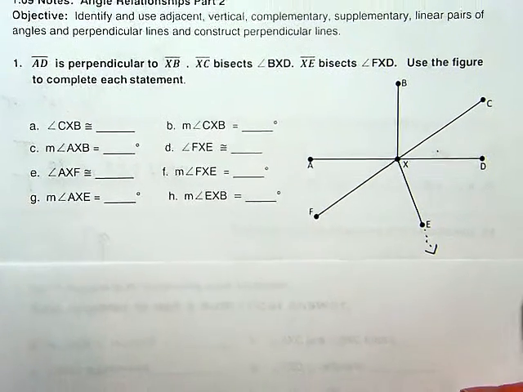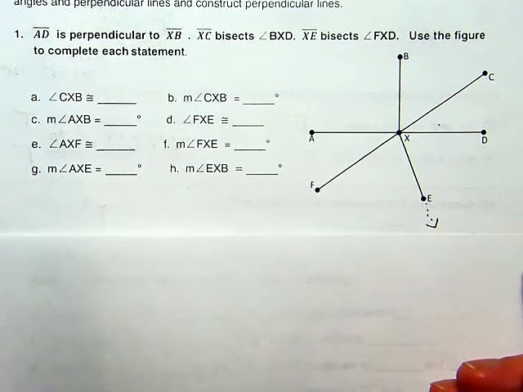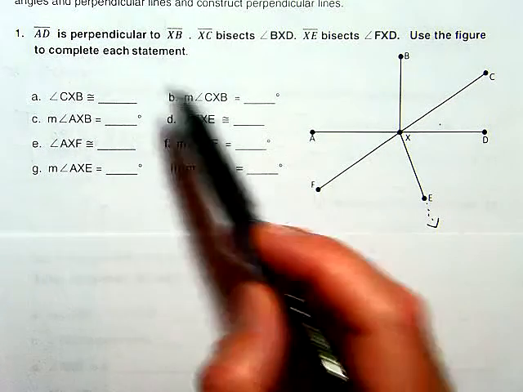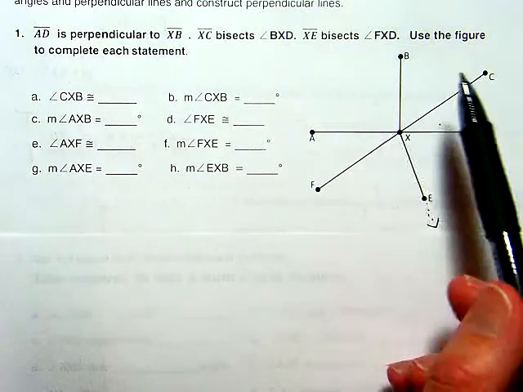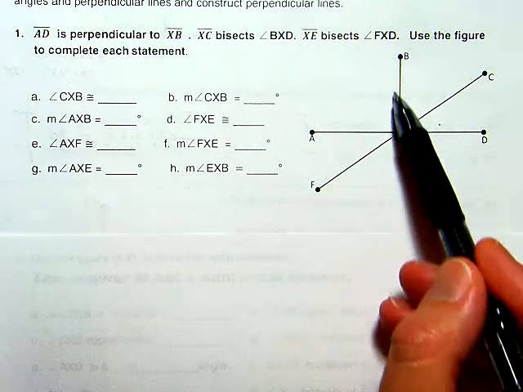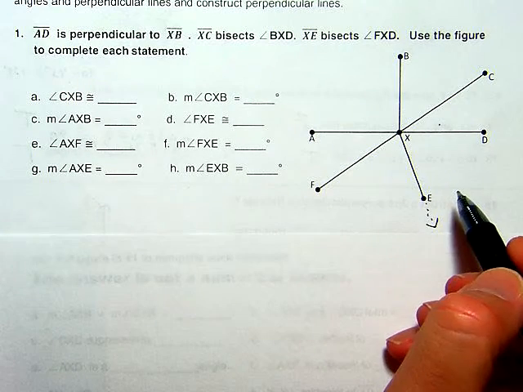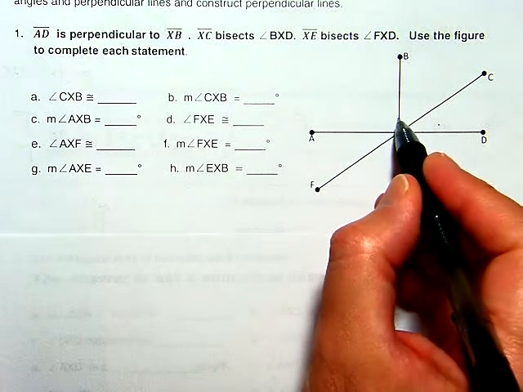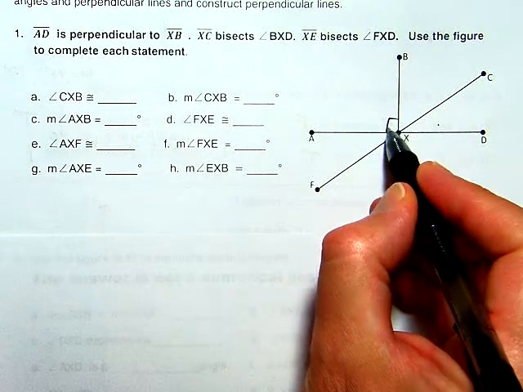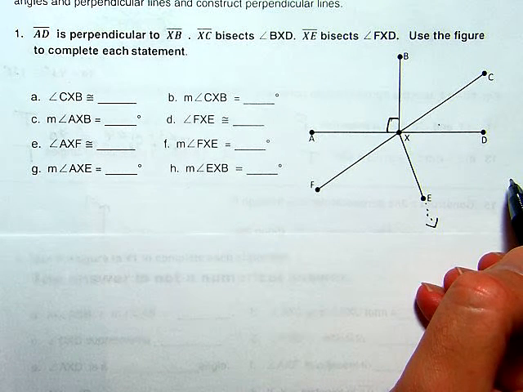So let's see if we can notate our illustration to make things a little bit clearer. AD is perpendicular to XB, so line AD and line XB are perpendicular. So we know that two perpendicular lines meet at right angles. So let's write a little right angle symbol there to remind us of the fact that there's a right angle.